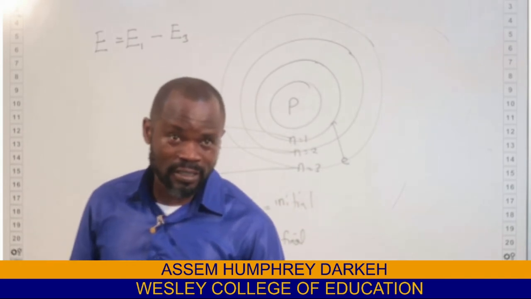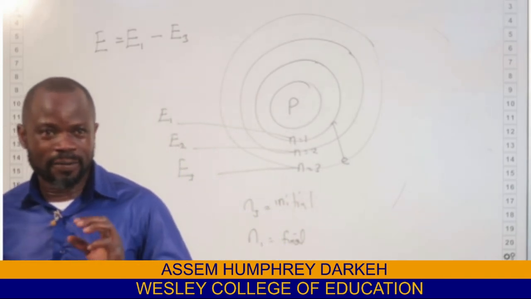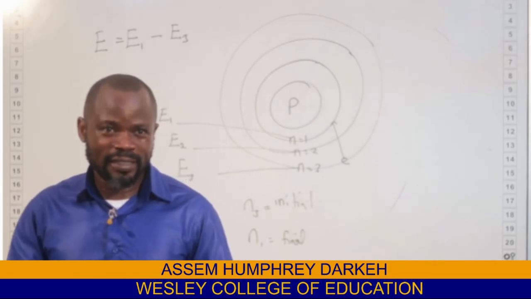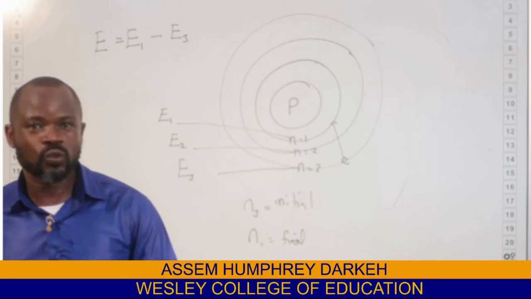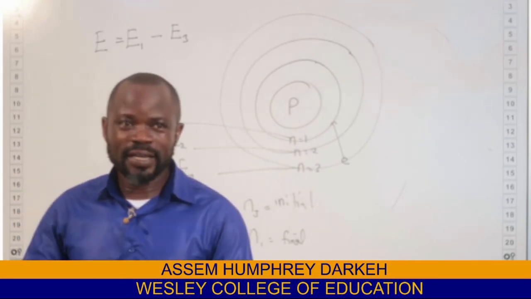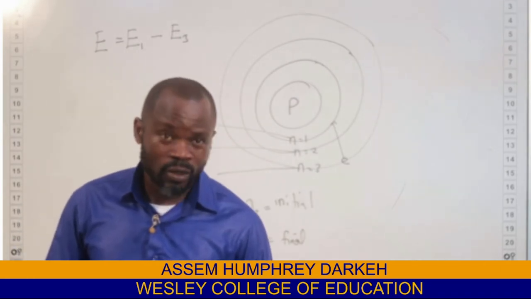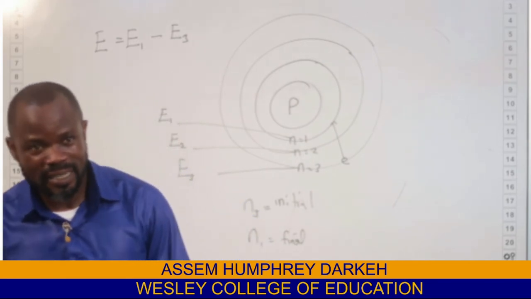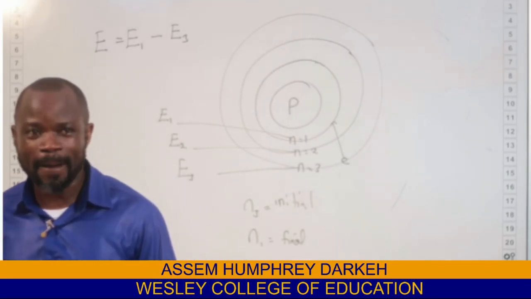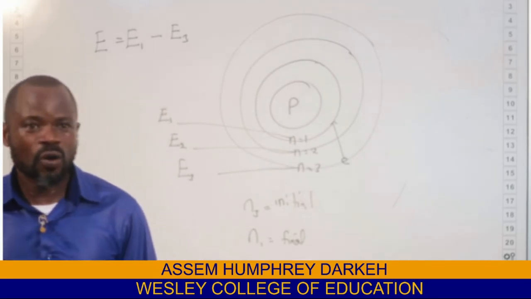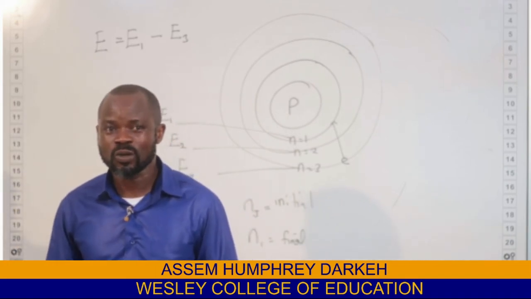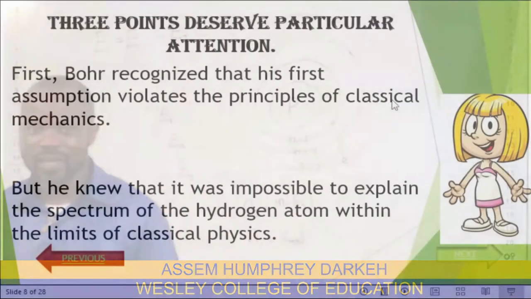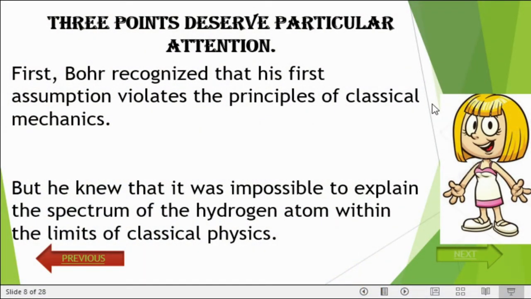And that is what Bohr did not find. He didn't find the electrons crashing into the nucleus of the atom, as would be the case in classical physics. And so we're saying that Bohr says the first assumption violates the principle of classical mechanics. But he knew that it was impossible to explain the spectrum of the hydrogen atom within the limits of classical physics. Why? Because in the hydrogen atom, we're looking at microscopic objects, and if you compare this to the classical world, it doesn't hold.